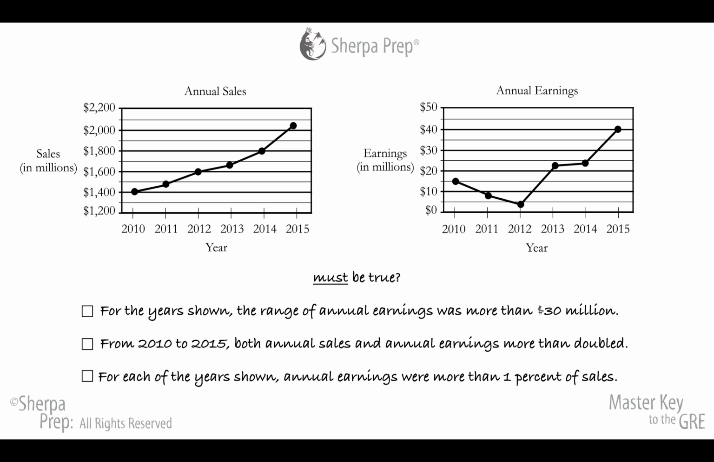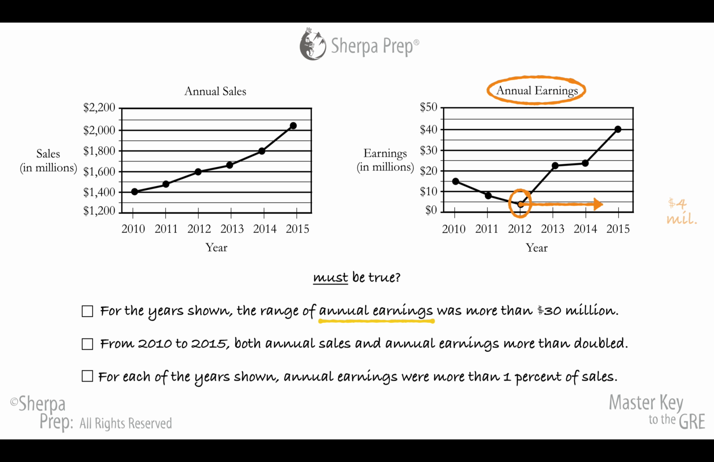Let's take these statements one at a time. In the case of the first statement, we're looking at annual earnings, which is the graph on the right. And the term range, of course, refers to the distance between the smallest value and the greatest value in a set of data. So when we look at this chart on the right, we can see that the smallest value is at 2012, and it's a value just under $5 million.